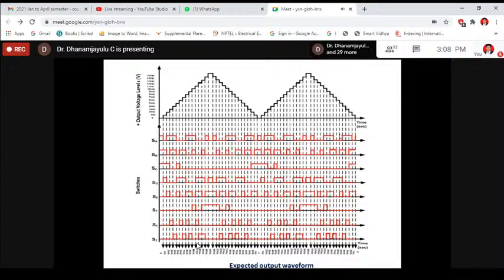The computational burden is also very less. You can easily generate the gate pulses. If the number of levels is increasing and more circuit components are involved, it is very difficult to generate the PWM technique. So based on the firing angles, by using round robin condition, we are able to generate the switching, that is, gate pulses to the switches. So this is the expected waveform.